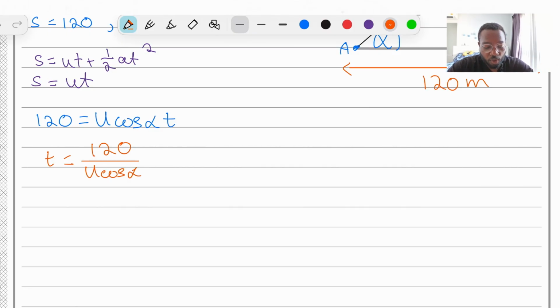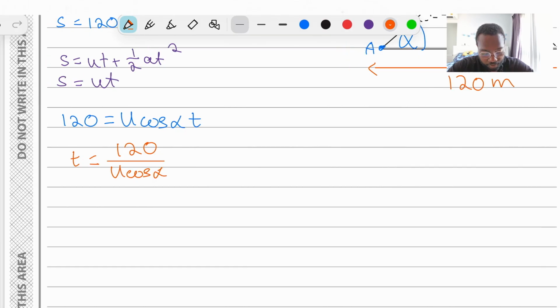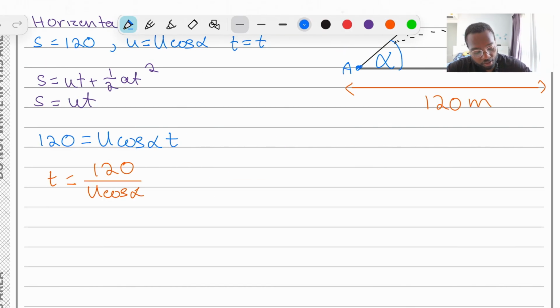We know that when the particle travels and hits the ground, it will have a time of 120 over U cosine alpha. Now let's do the vertical component of this golf ball. With vertical, make sure you specify what direction you're going in, because that will change some of your values, whether they're going to be positive or negative.